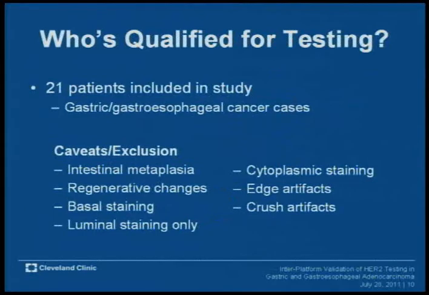Of the 21 patients included in my study, they were all gastric or gastroesophageal cancer cases. However, excluded from the scoring methods were those with intestinal metaplasia, regenerative changes, basal staining, luminal staining only, cytoplasmic staining, edge artifacts, or crushed artifacts.